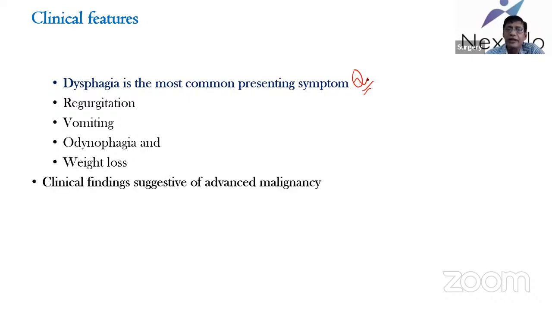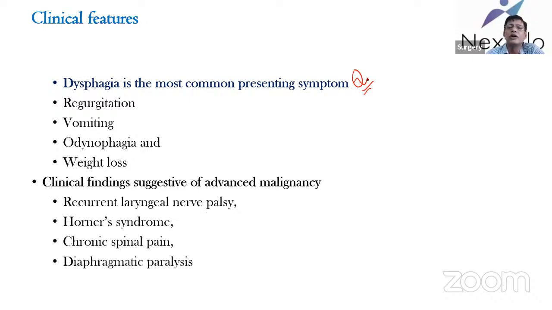Then it may involve the recurrent laryngeal nerve, giving rise to recurrent laryngeal nerve palsy, that is hoarseness of voice, as a clinical feature. Horner's syndrome, like the ptosis, miosis. Remember, we had taken this in the integrated class of anatomy and surgery. We had taught you the thoracic outlet syndrome. We had seen the Horner syndrome over there.